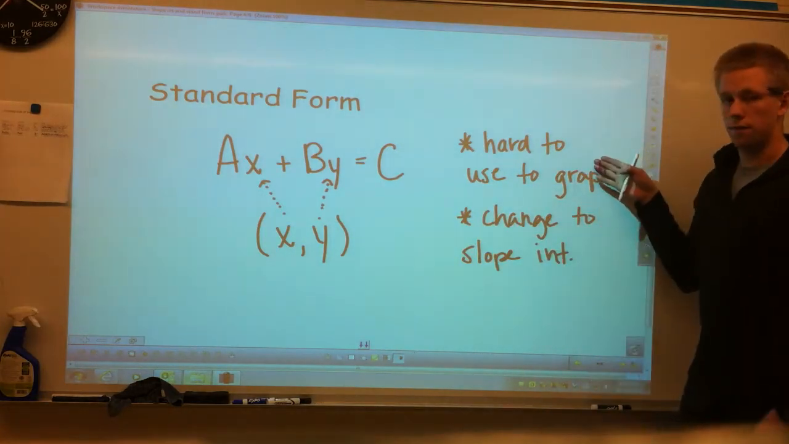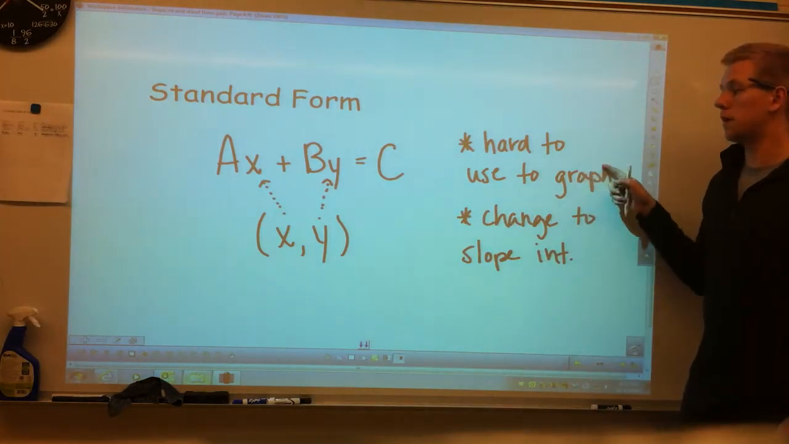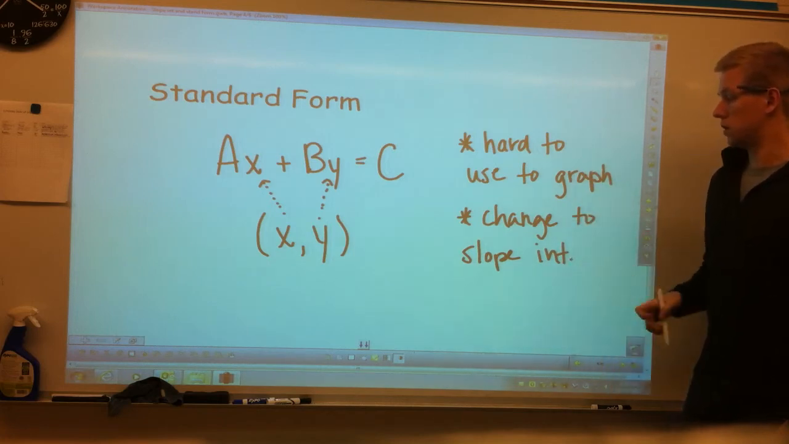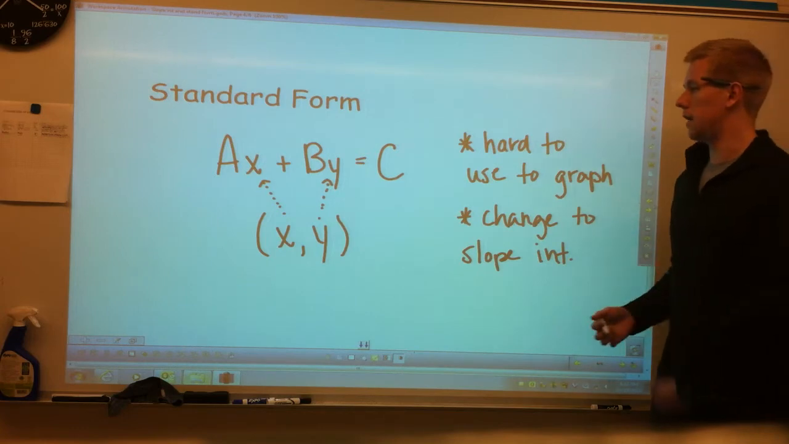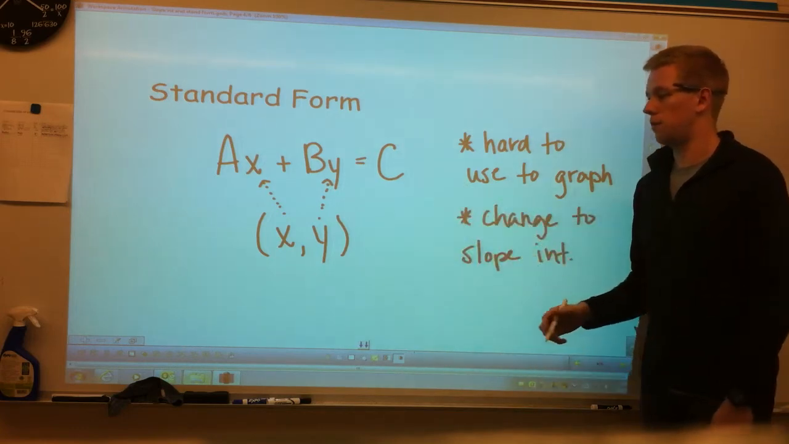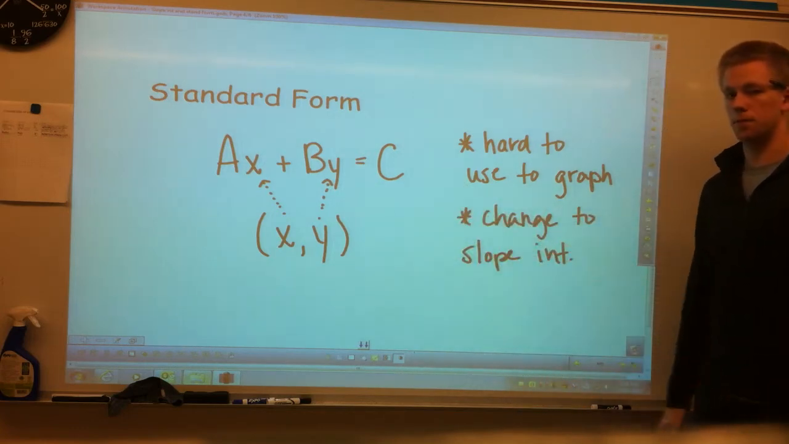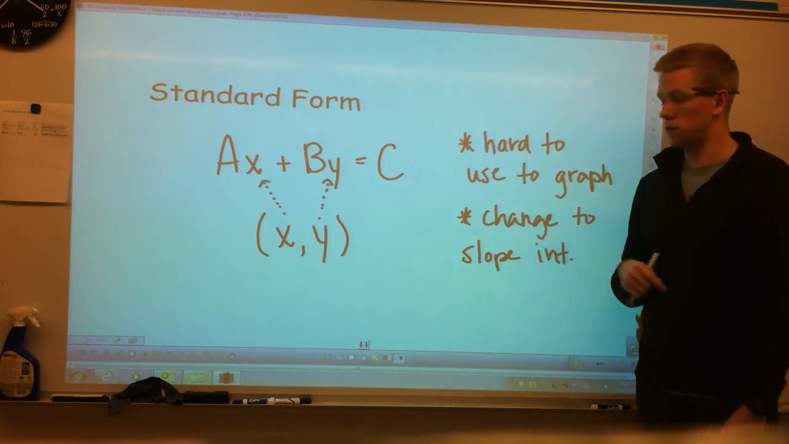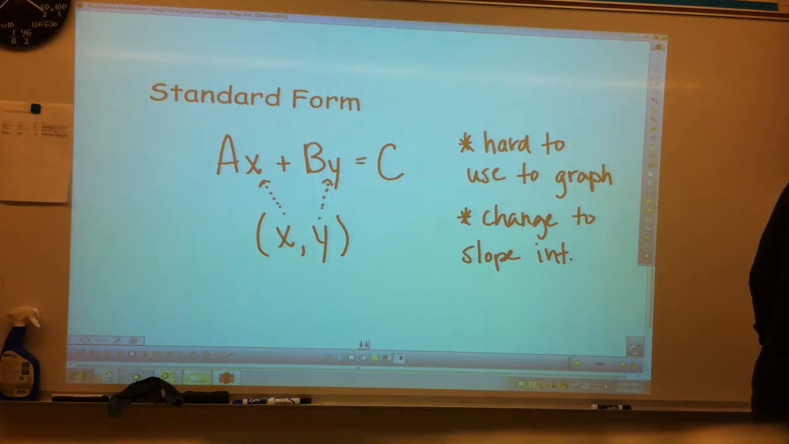This is harder to graph, harder to use to graph. So we like to put things in slope-intercept form in order to graph. Okay? So that's what these two notes right here just reminded myself, that we don't like standard form to graph with. I like to use slope-intercept form. You may or may not like this, but it's the easiest way for me to use. Okay, so we're going to do some examples with standard form.